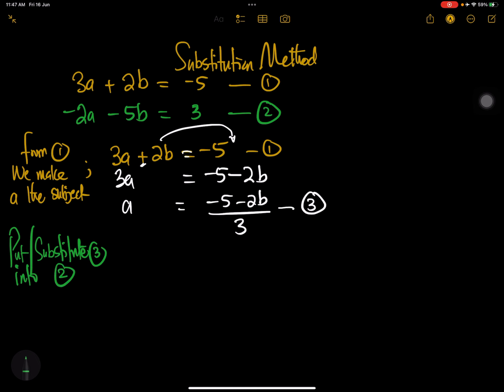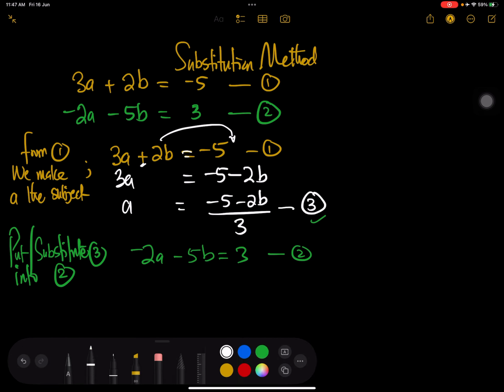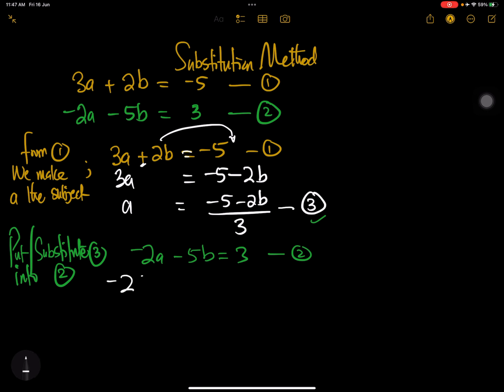So what we are going to have is, from equation 2, we had negative 2a minus 5b is equal to 3, which was equation 2, right? We are going to put 3 into 2. So wherever we find a, we put equation 3 there. So we're going to get negative 2, and then the whole of the a is minus 5 minus 2b, all divided by 3, minus 5b is equal to 3.